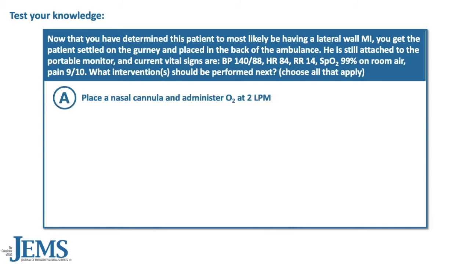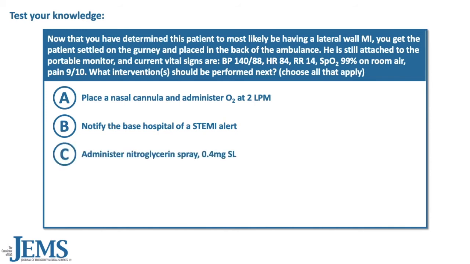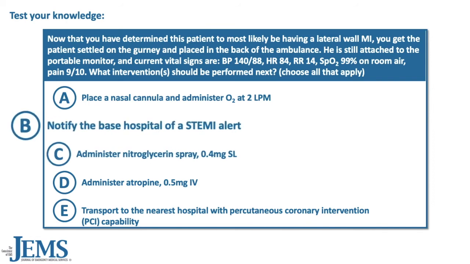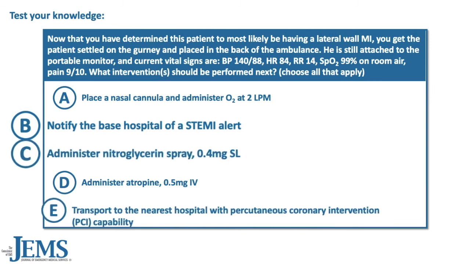Should you A, place a nasal cannula and administer oxygen at 2 liters per minute? B, notify the base hospital of a STEMI alert? C, administer nitro 0.4 milligrams sublingual? D, administer atropine 0.5 milligrams IV? Or E, transport to the nearest hospital with percutaneous coronary intervention PCI capability? The correct answers are B, C, and E.